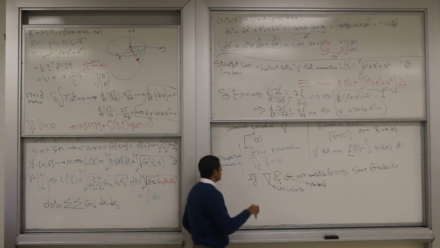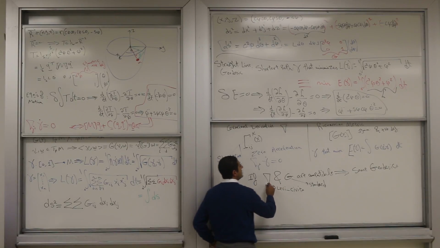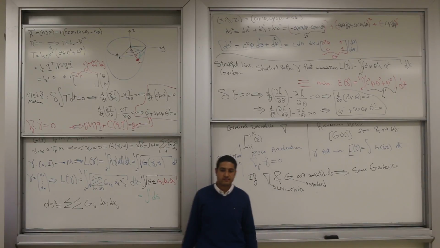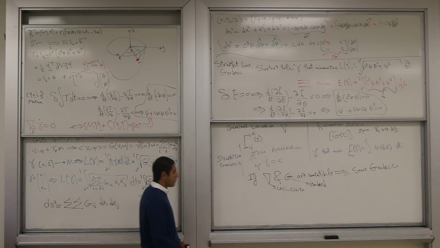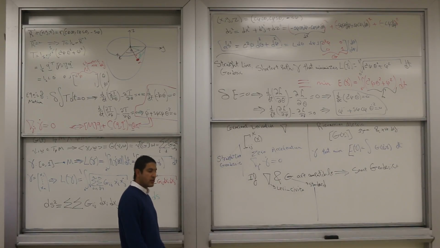So the curve that has zero acceleration from this point of view is the exact same curve that minimizes the distance. Okay? And we get more. What do we get? We get actually two things out of that.